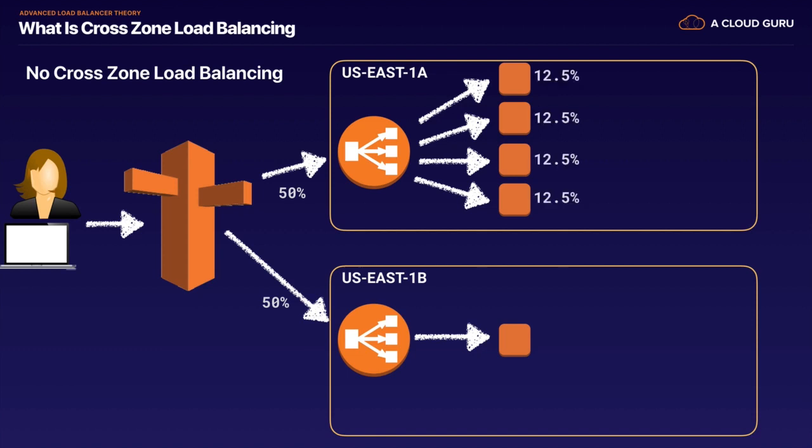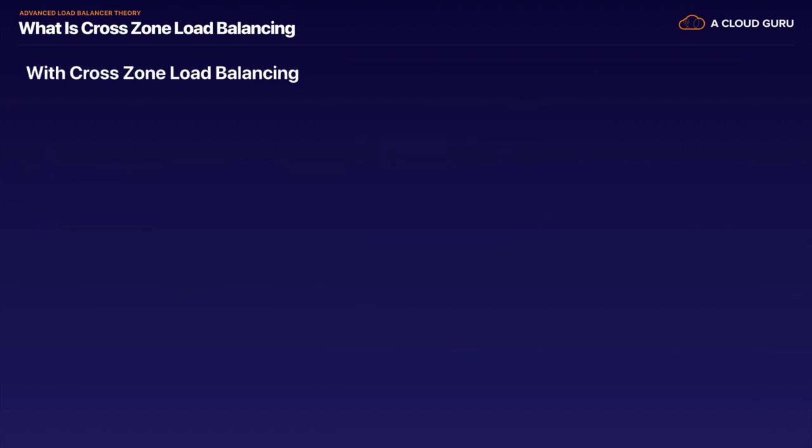its 1 EC2 instance. So this means that your 4 EC2 instances are going to get 12.5% of the traffic each in US East 1A, and your poor EC2 instance in US East 1B is going to get 50% of the traffic. And so the reason for this is that your elastic load balancers cannot send traffic to another availability zone. So that is what happens when we've got no cross-zone load balancing enabled.